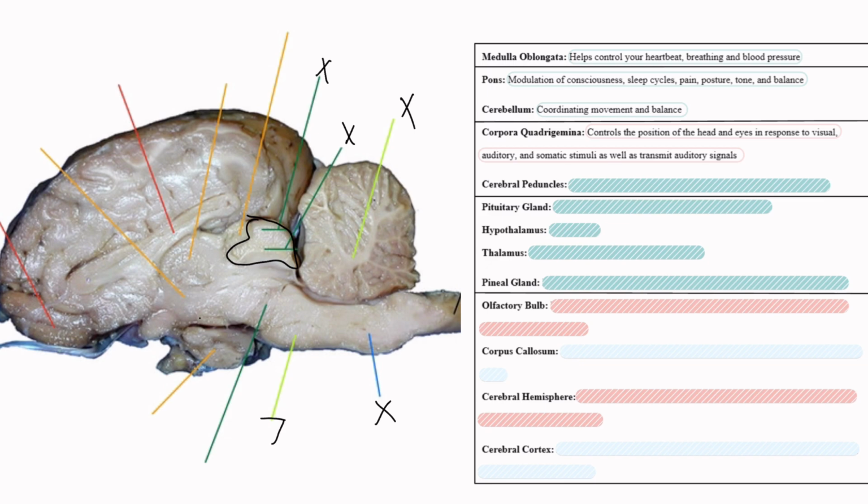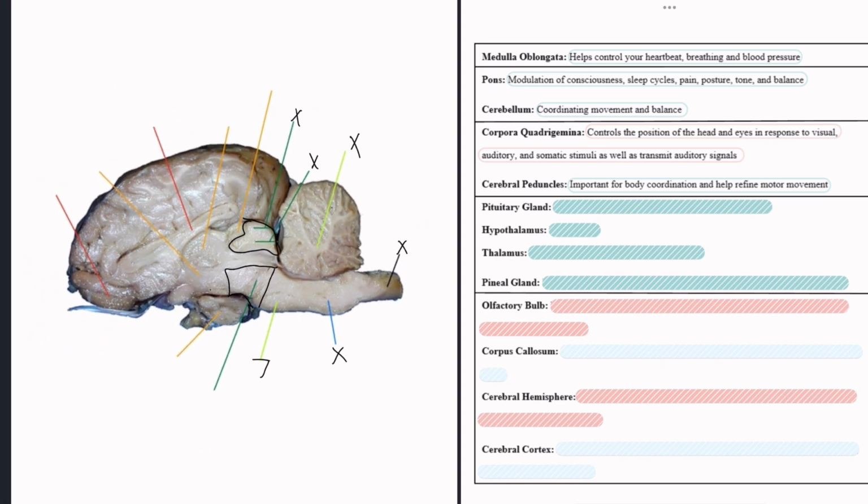For cerebral peduncles, it's this structure right here. And the function of the cerebral peduncle is that it is important for body coordination and helps to refine motor movement.